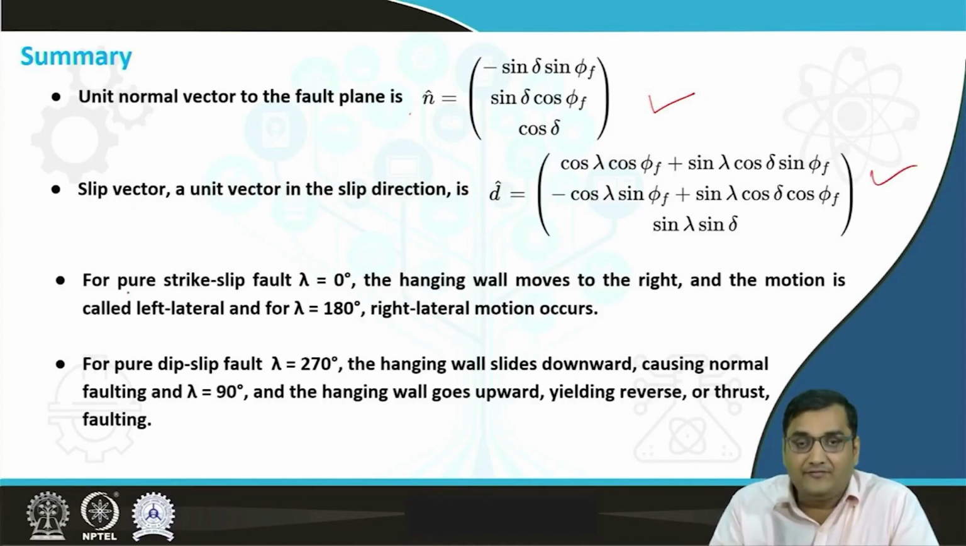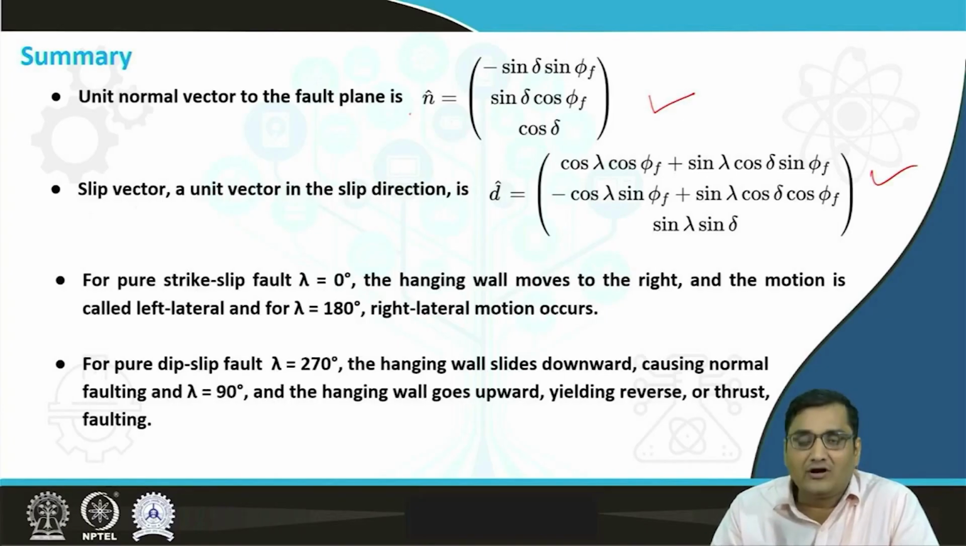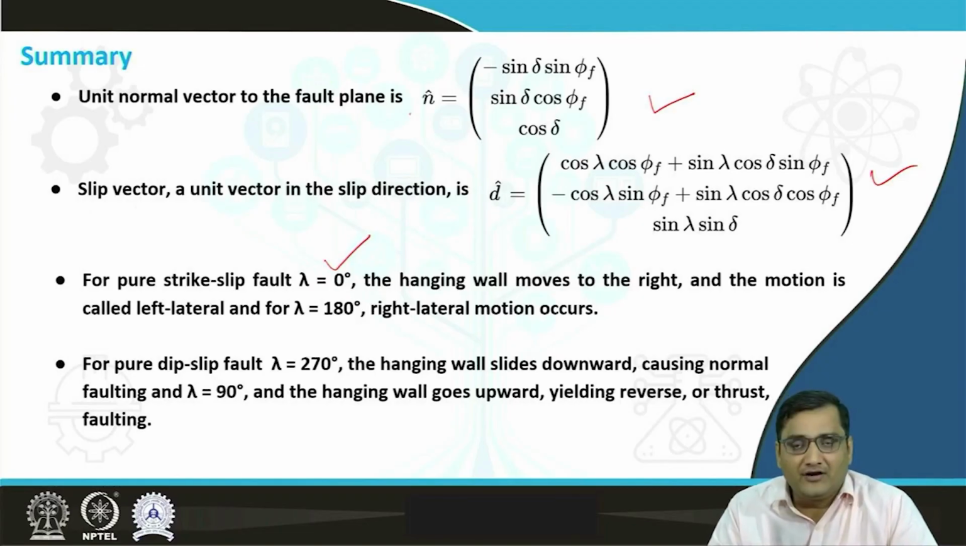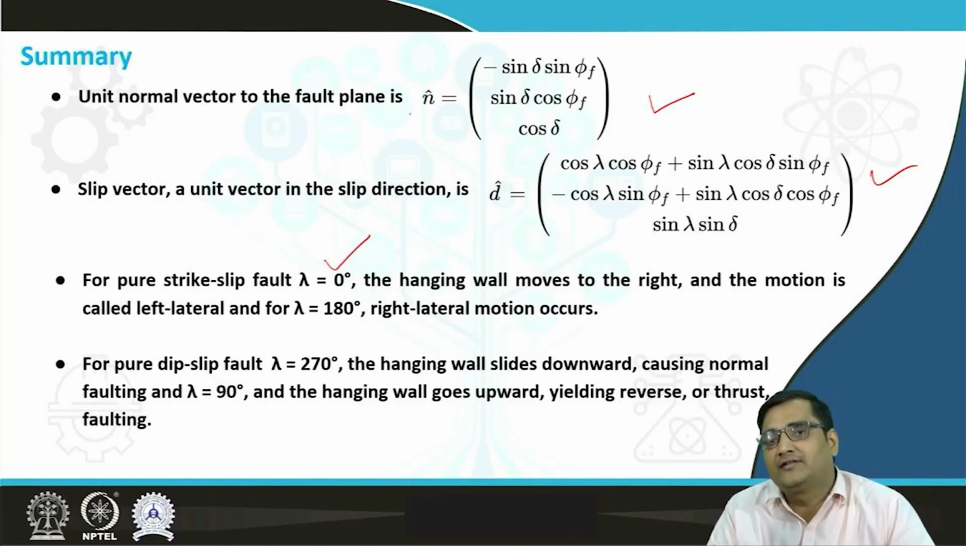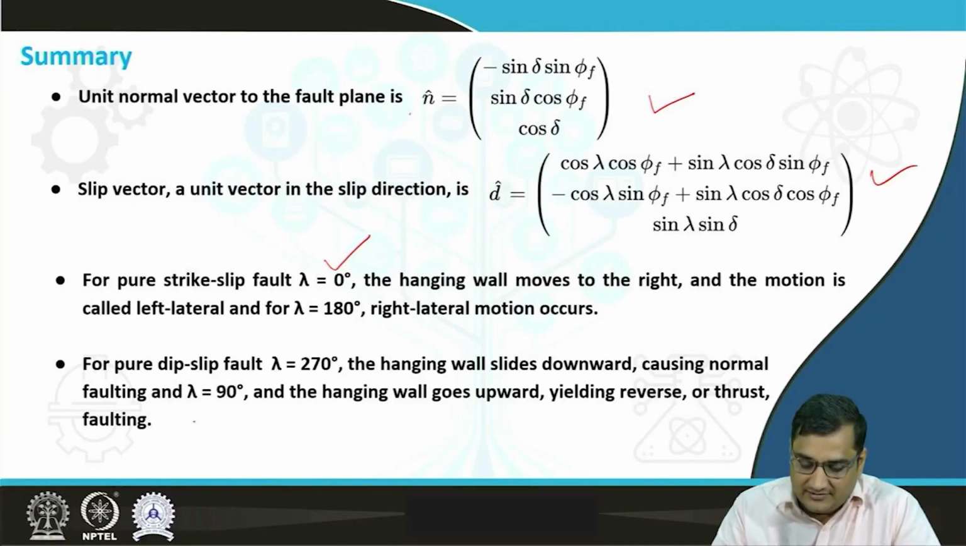And pure strike slip faults are of 2 types, the left lateral and the right lateral strike slip fault. In case the hanging block is moving to the right, the motion is left lateral. In that case, lambda, that is the slip angle, will be equal to 0, and lambda is 180 degrees in the case of right lateral strike slip fault. Dip slip faults are of 2 types, one is normal, another is the thrust fault or the reverse fault. For the reverse fault, the slip angle is 90 degrees, and for the normal fault, the slip angle is 270 degrees.